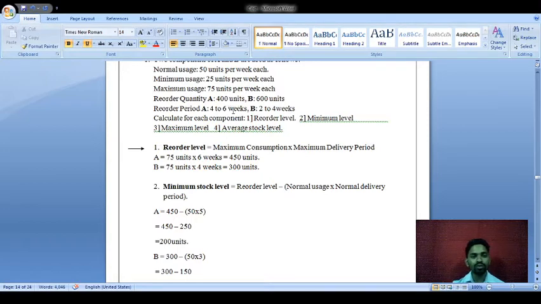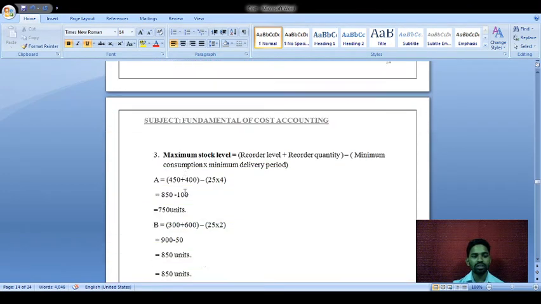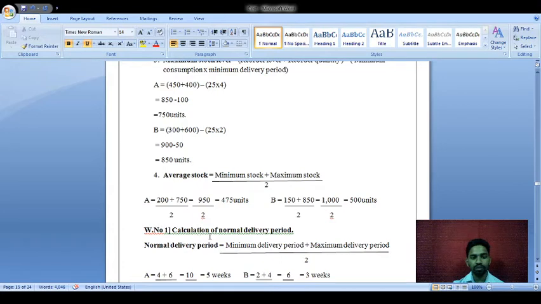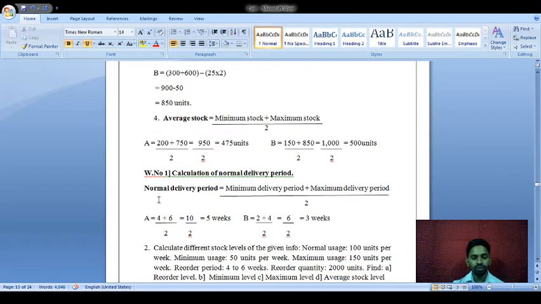How to ascertain it? For that purpose there is a working note. Working note number 1: calculation of normal delivery period. Normal delivery period is equal to minimum delivery period plus maximum delivery period, divided by 2. This is the formula. For the A purpose, the minimum delivery period 4 plus the maximum delivery period 6, divided by 2. So 4 plus 6 is 10, divided by 2. The normal delivery period is 5 weeks.